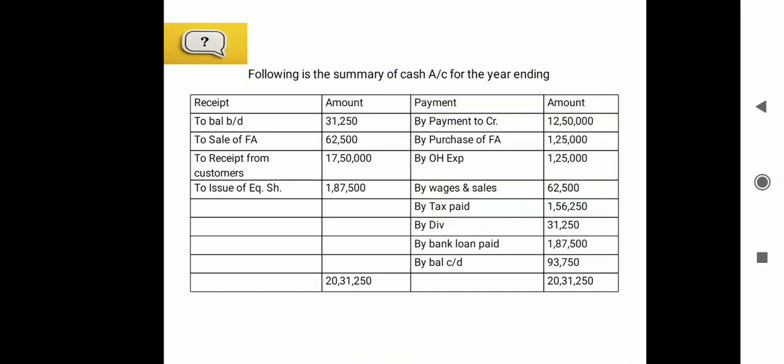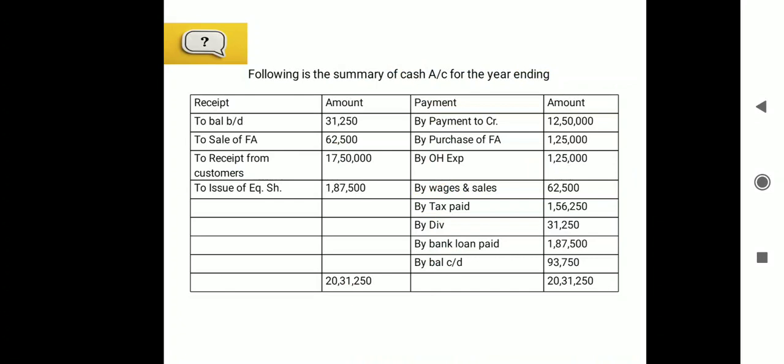Now coming to the payment side: payment to creditors. This is directly related to operating activities, so it is an application, and we use it as an operating expense. Next we have purchase of fixed asset, which is part of investing activities, and since cash is going outside, it is an application. Then we have overhead expenses, which is another item of operating expense.